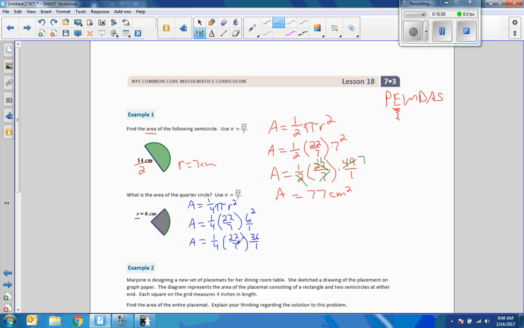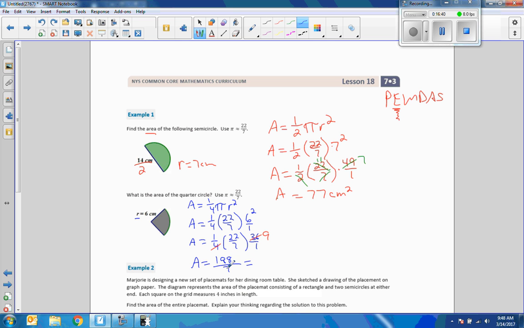We always want to go smaller before we go larger, or these numbers get really big. 36 times 22 is a big, big number. It's 700 something. But if I take this 4 and know that 4 goes into 36 9 times, then that makes it easier. So now I can multiply my numerator. 1 times 22 is 22. 22 times 9 is 198. And then I divide that by 7 times 1.